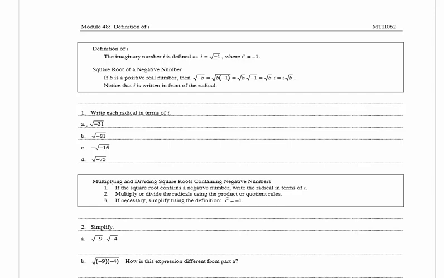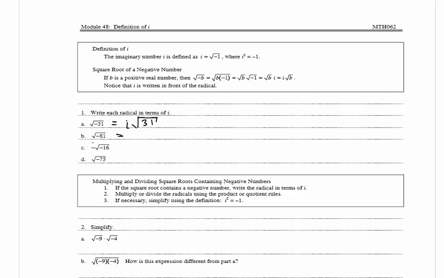In A, we have the square root of negative 31. And remember, we can split inside the radical and write it as the square root of negative 1 times 31, and write it as two radicals. So the square root of negative 1 is equal to i, and then we have the square root of 31 remaining.